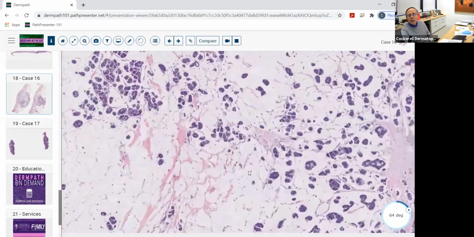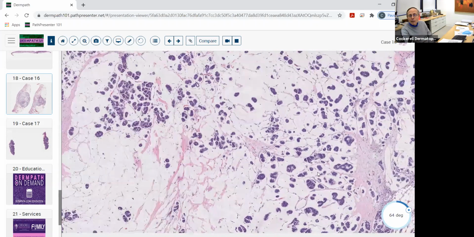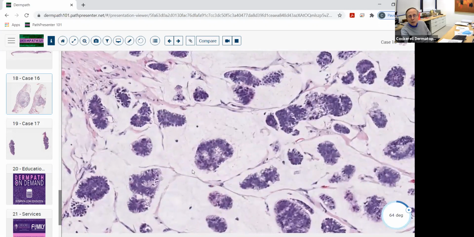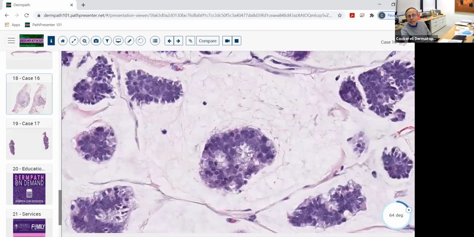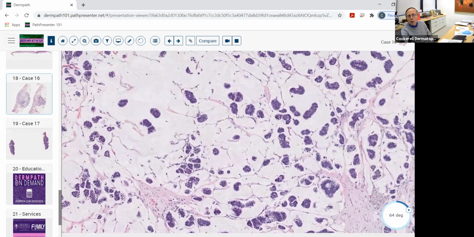And notice that we've got this sea of mucin here. Sea of mucin. And floating within it, we've got these aggregations of epithelial cells with clear staining cytoplasm and focal areas of ductal differentiation. This is a beautiful example of a mucinous carcinoma.